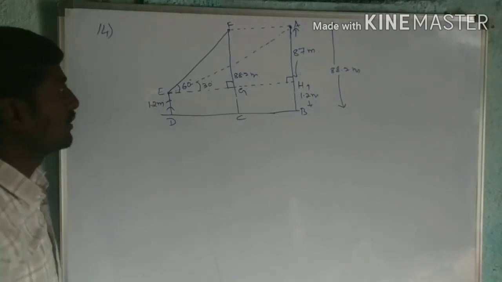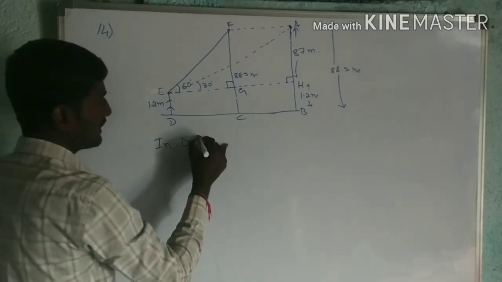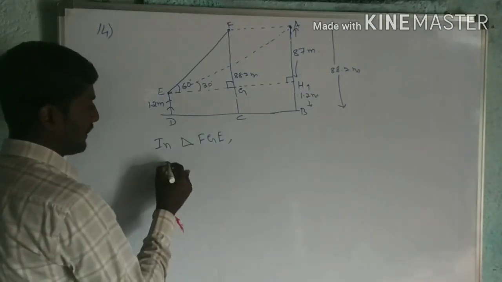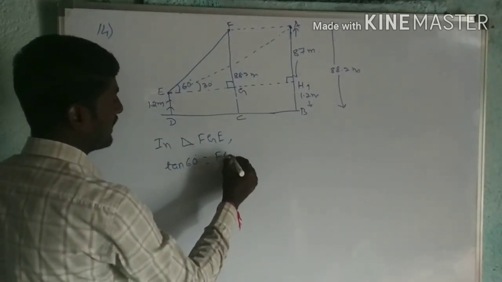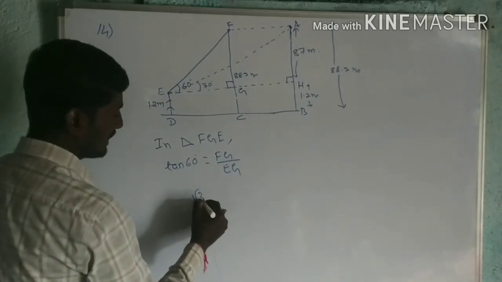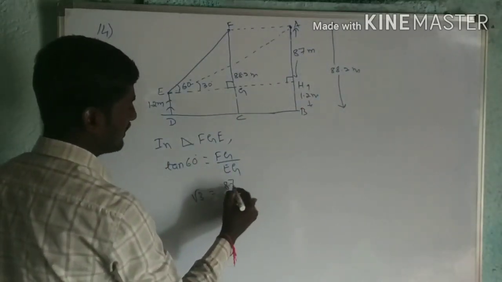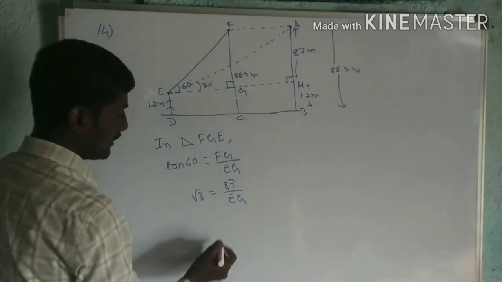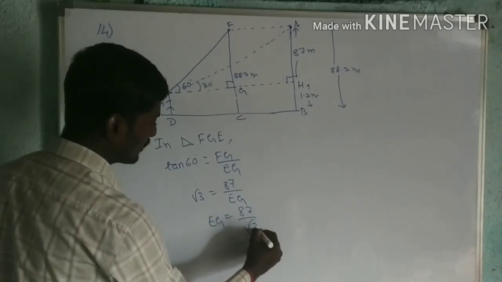That's why I'll go for the first right angle triangle, which is FGE. What can I apply? Tan 60 degree is equal to FG divided by EZ. Tan 60 value is root 3. FG is nothing but AH, that is 87, divided by EZ, which we don't know and have to find. Now cross multiplication: EZ is equal to 87 divided by root 3.